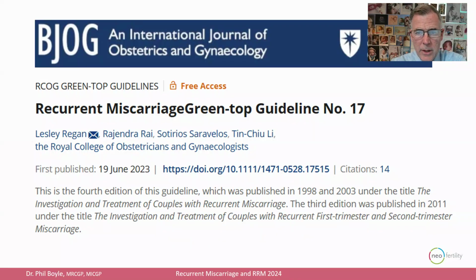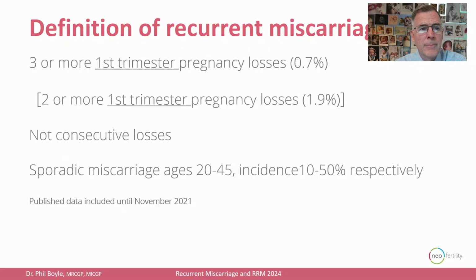So this is the guidelines published in the British Journal of Obstetrics and Gynecology on recurrent miscarriage. It is open access and freely available to anybody who wishes to read the guidelines. It's particularly directed to specialists who work in the area of assessment and treatment for recurrent miscarriage. And it was published first years ago in 1998, and it's been revised repeatedly, and the most recent revision was published in June of 2023.